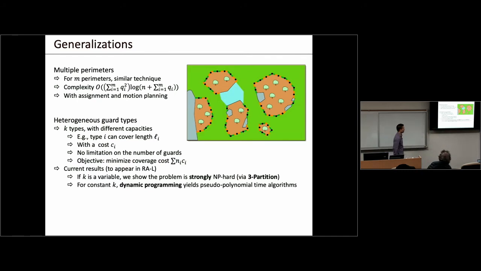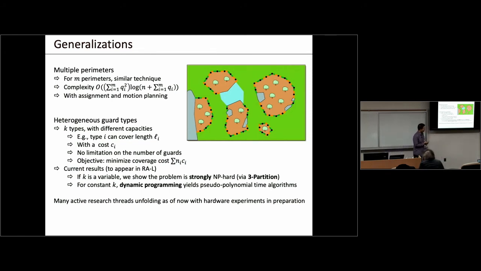On the other hand, if we fix k to be a constant, we can again apply something like dynamic programming to get a pseudo-polynomial time algorithm that works quite well in practice if you have k being 2 and 3. K being 2 is actually useful, that is, if you have a human-robot team. We have many active research threads unfolding here as of now, and we're also working on hardware experiments.